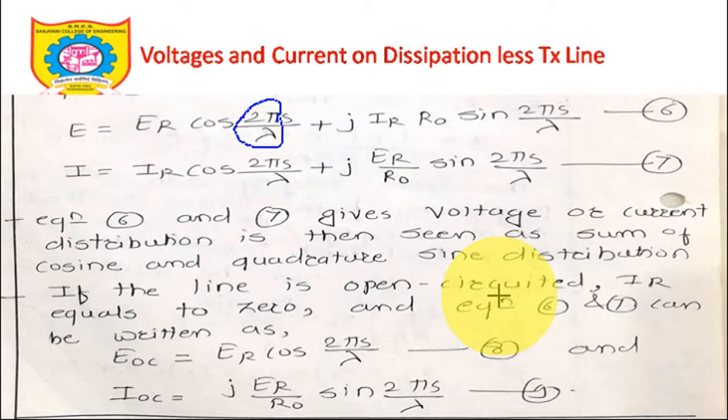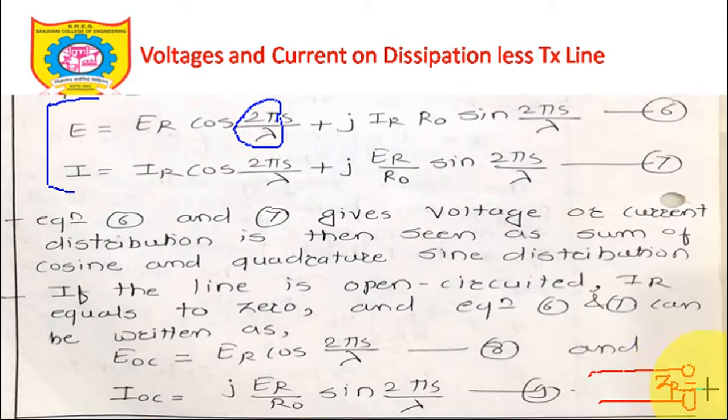Now if the line is open circuited, these are the final expressions for us. If I have a transmission line which I just want to draw here, and if this is open circuited, that means there is no connection of a load. For open circuit line, Zr equal to zero or infinity? Zr equal to infinity, because for an open circuit line impedance is infinity.